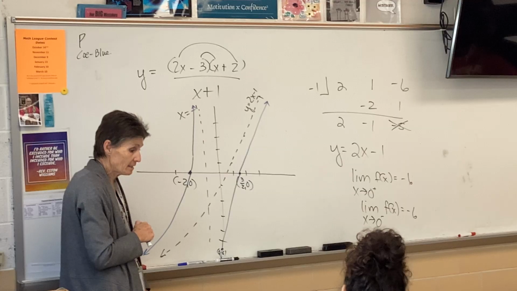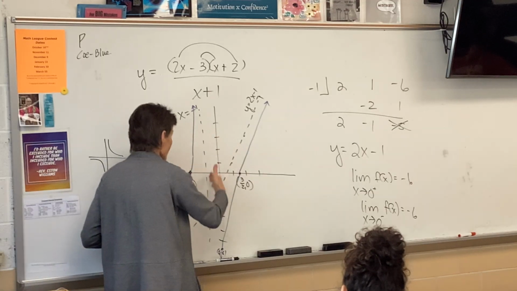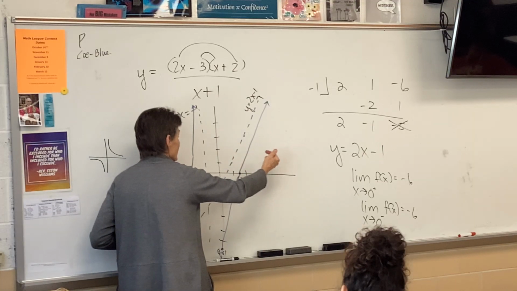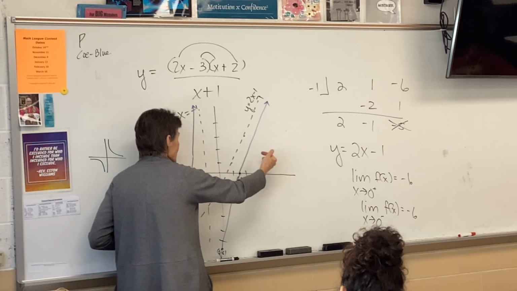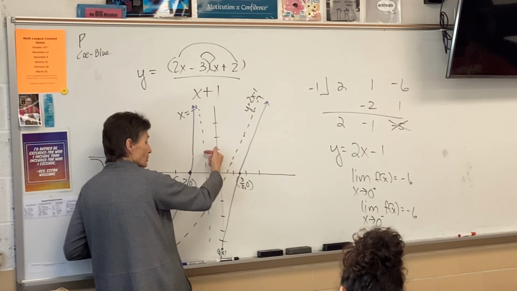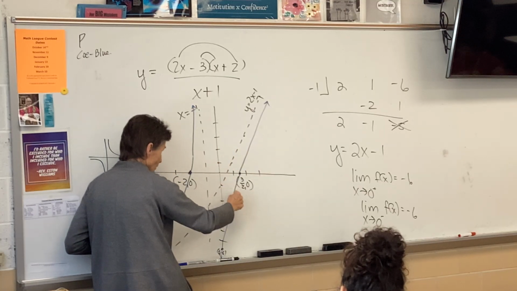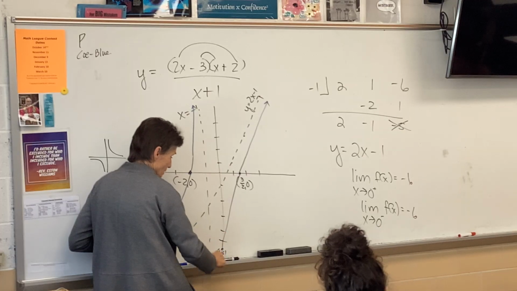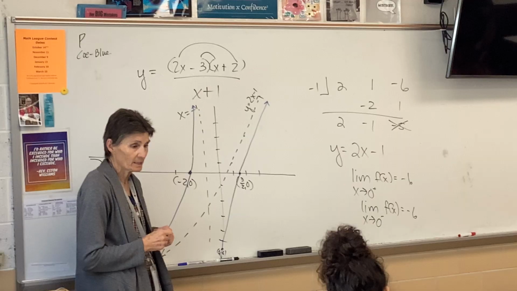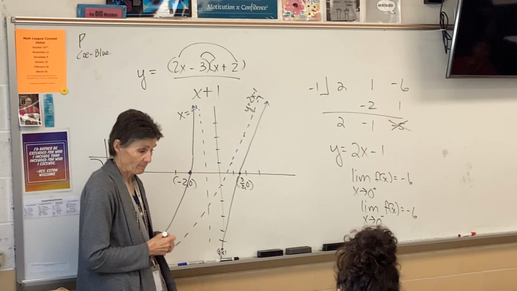Number 10 says, come towards your asymptote, but come in this way. What is happening as I come toward the asymptote on the right side? What's the curve doing? Going down. So the answer to number 10 is negative infinity, because the curve is going down.